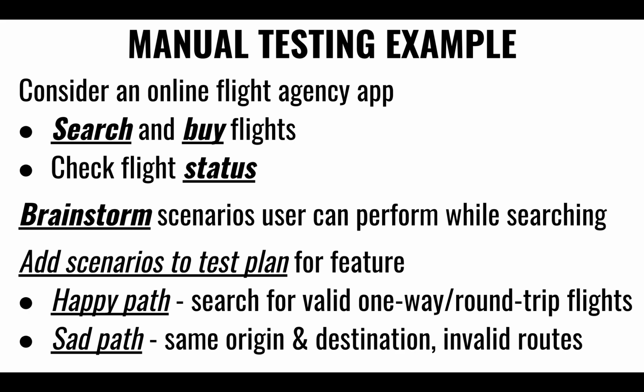There will be one test plan for each one of the features. There will be many scenarios for each one of those features, and each one of those scenarios will have a happy path and a sad path. For instance, the happy path might be that you search for a valid one-way or round-trip flight. So those are valid searches. And then the sad path, for instance, you might search for invalid routes that that particular airline does not cover, or the origin and destination being the same, and what the expectations might be.